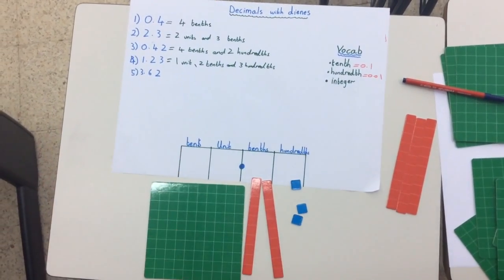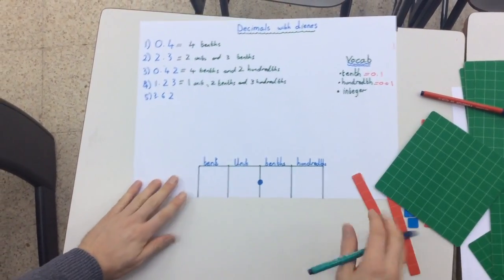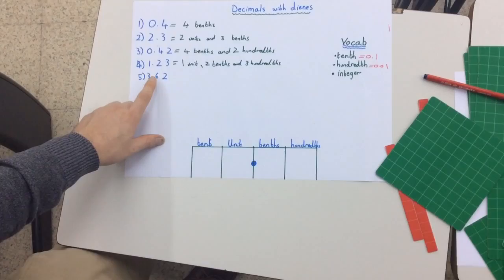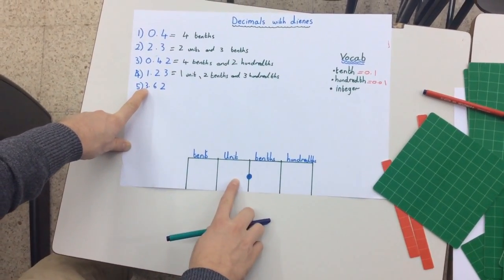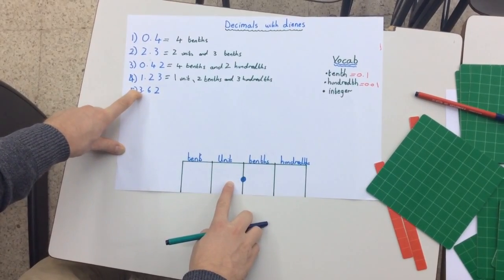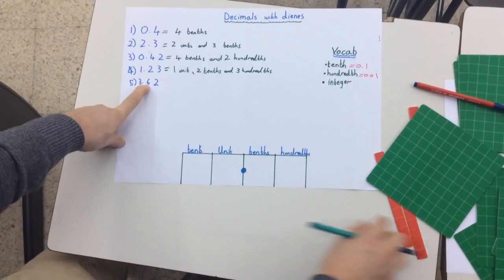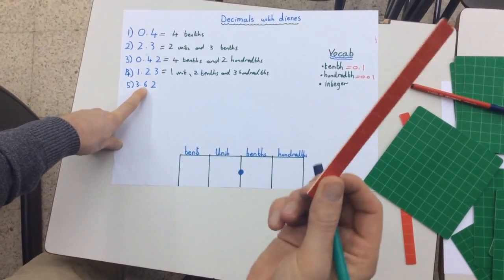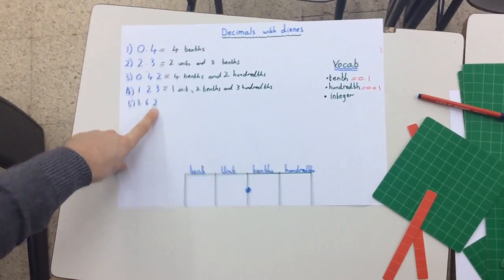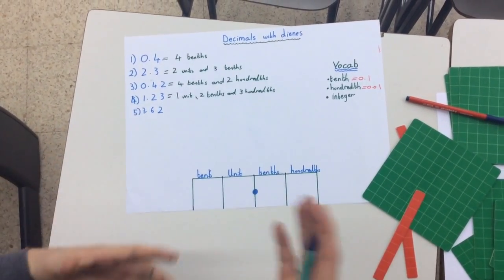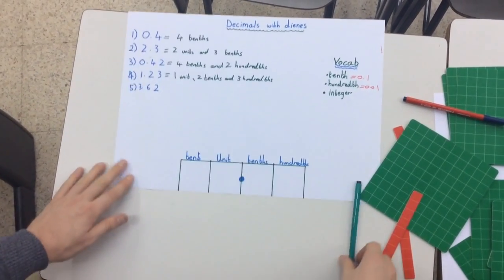So how is 3.62 going to look? Let's try and picture it before we do it. 3.62. So this is an integer, so this is a unit. I'm going to have 3 green ones there. This is a tenth, so this is going to be red. And how many of them? I've got 6 of those. And this is a hundredth, so this is blue. So I've got 2 of those. Can you see that? So I've got 3 as an integer, 6 of the tenths, and 2 of the hundredths.